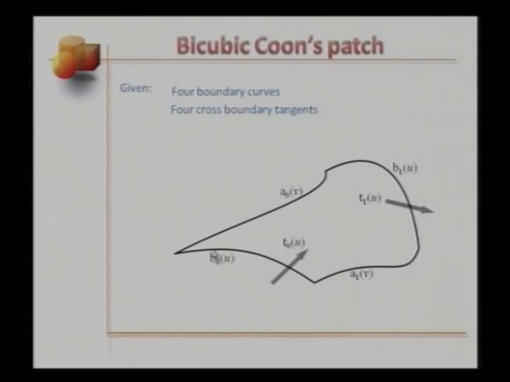Well, physically, if you stand at any of these points, T0 of u would be a set of directions which would be tangents along the v parameter direction. Likewise, T1 of u will be the tangents if you stand on any of these points on B1 of u. Again, these would be the directions along the parameter v direction. Likewise, the other two sets of cross boundary tangents, S0 of v and S1 of v, will be pointing along the parameter u direction. Like so.